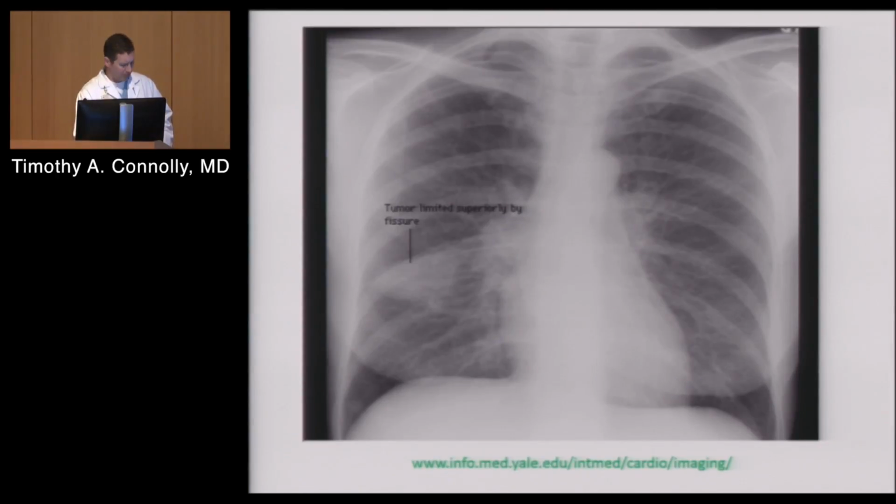So this is something, if you look at a plain film, you're going to see this here, and the radiologists are going to say there's an opacity in the right mid-lung, not sure what it is, could be A, B, C, D, clinical correlation advised.